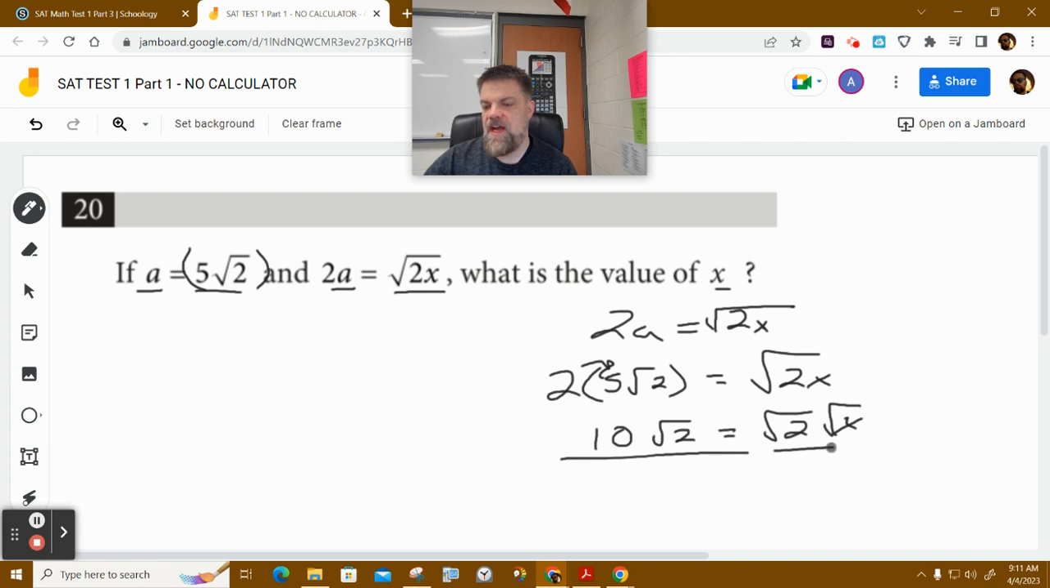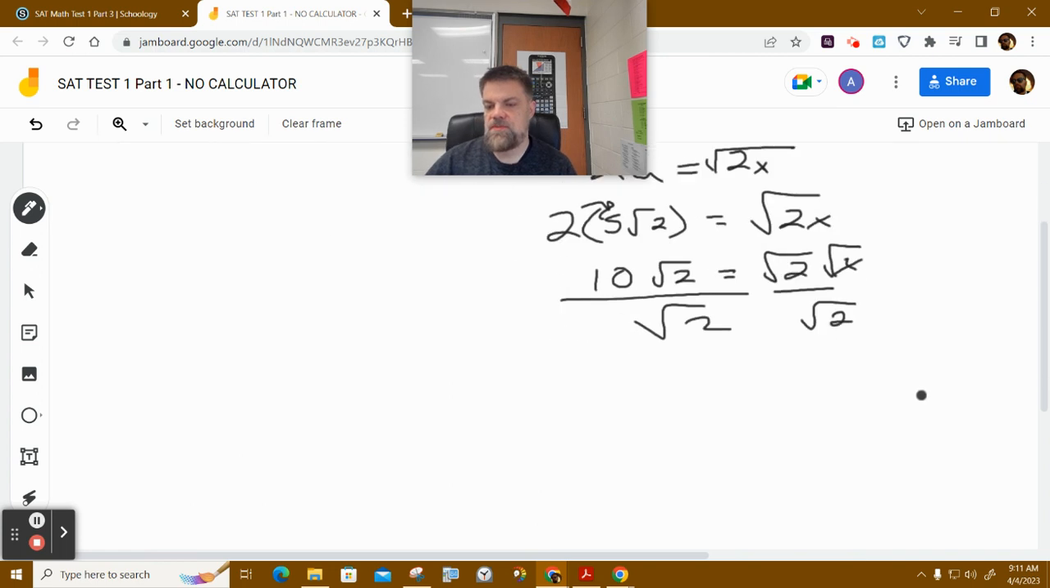So now if I divide by the square root of 2, what happens is the square root of 2 divided by the square root of 2 becomes 1, and then over here the square root of 2 divided by the square root of 2 becomes 1. So I'm left with 10 is equal to the square root of x.